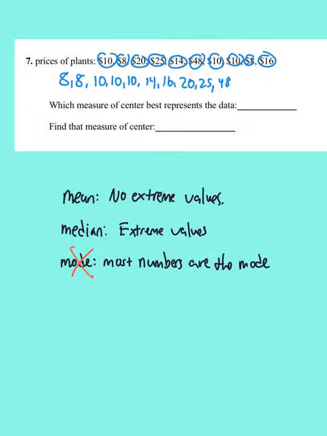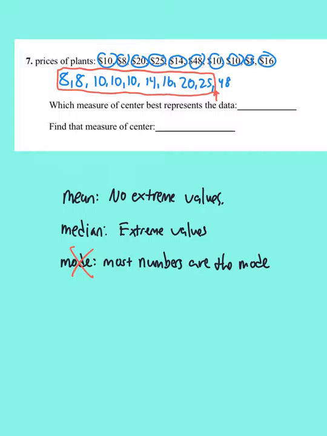The question is, are there extreme values or not? So when I look at the numbers, I notice that most of the numbers here are between 8 and 25. Now think of that, they're only 17 apart from 8 to 25. But then there's this big gap in between 25 and 48. So just from 25 to 48, they're 23 apart. So that 48 is an extreme value.